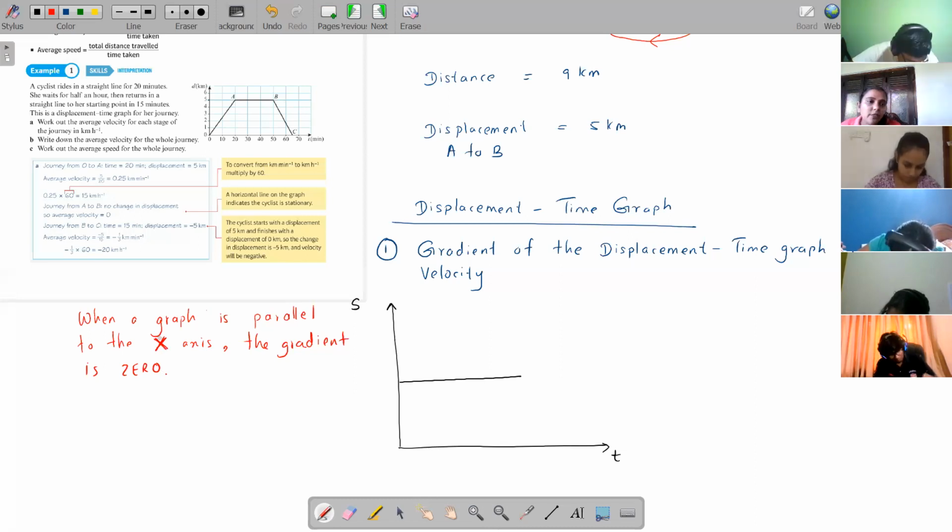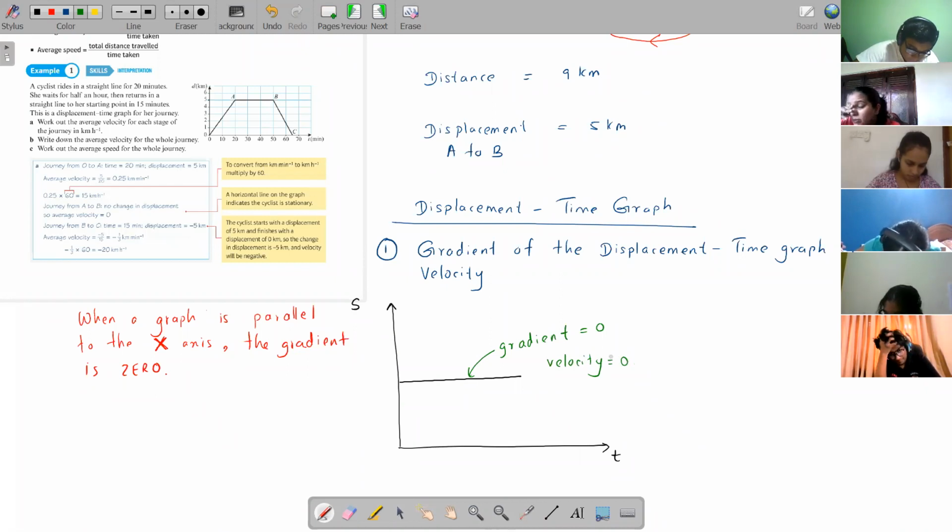Okay, so which means what? So what is the correct answer in that case? So in that case, the correct answer is, now the gradient of the displacement time graph is going to give you the velocity. Here you have gradient is what? In this situation, gradient is 0. So 0 gradient means what? 0 gradient means here velocity is 0.